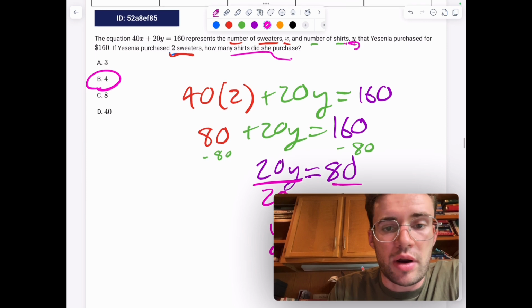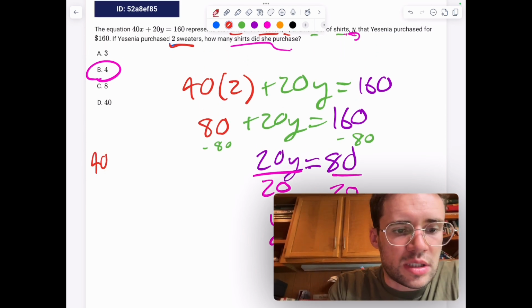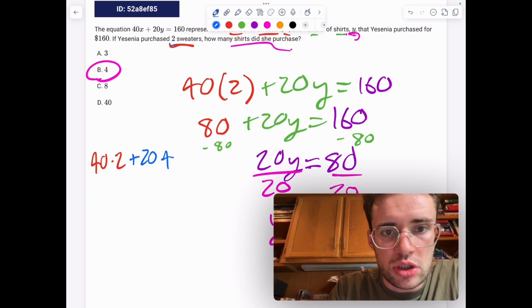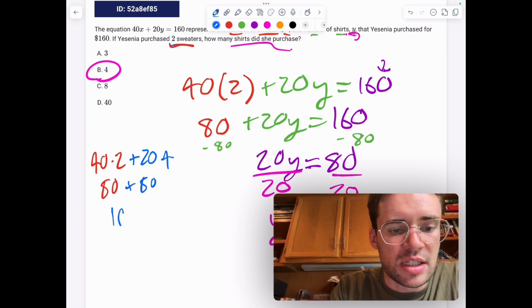Now to check that you got it correctly, you can just plug them back in at the beginning. So we do 40 times 2, that's the 2 sweaters, plus 20 times our answer, 4, the number of shirts, and that should give us 160, right? That's what our total is supposed to be. 40 times 2 is 80, 20 times 4 is 80, 80 plus 80 does make 160, that checks out.